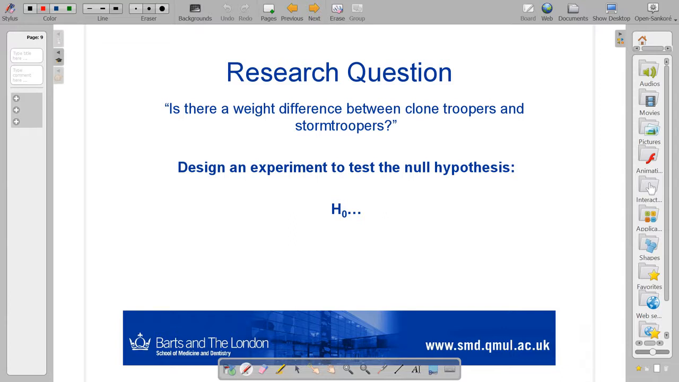So we have this burning research question. Is there a weight difference between clone troopers and stormtroopers? And so we need to design an experiment to test the null hypothesis, which is there is no difference between the weight of clone troopers and stormtroopers. How many groups have I got? So what kind of method might I employ to answer this null hypothesis?